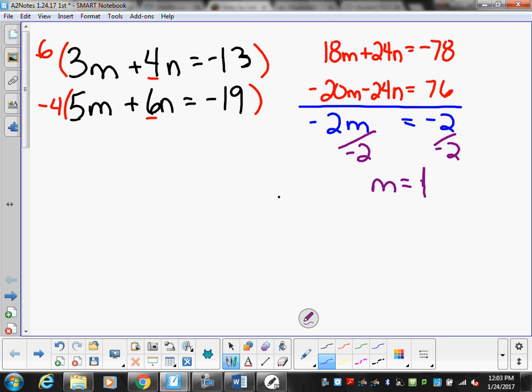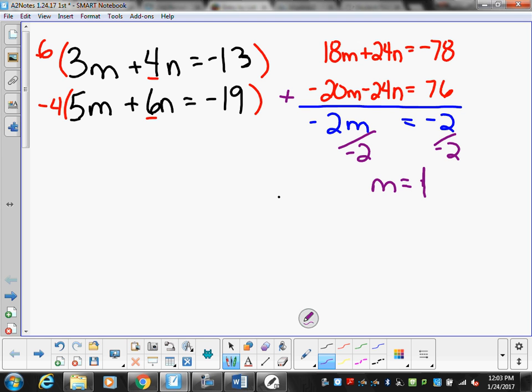So, y'all, this is officially a plus between, so it's 18m plus a negative 20m, 24n plus a negative 24n, and negative 78 plus 76. Okay? And for the math purposes, you do have calculators, so use them. Don't just kind of guess and get it wrong.